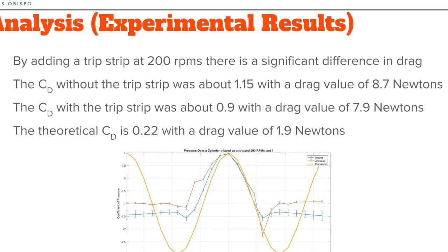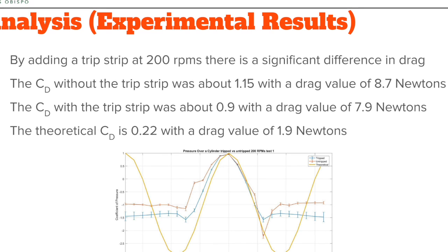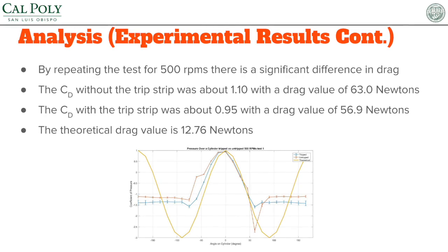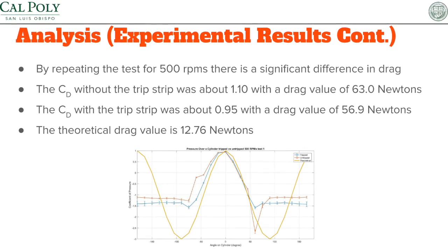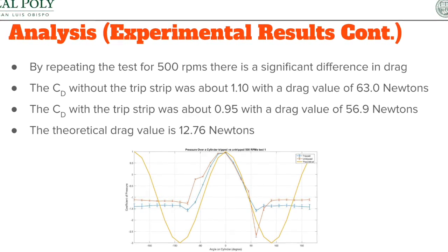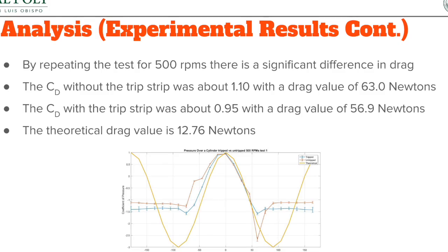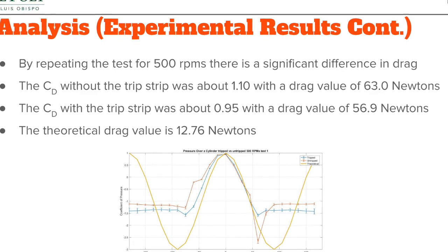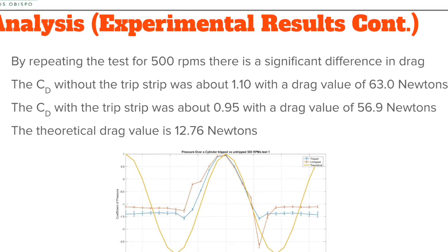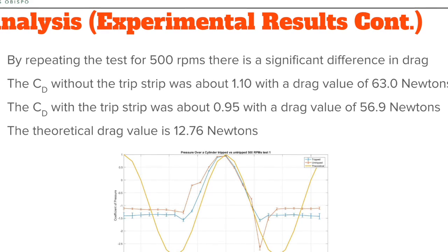This graph shows the pressure values with the trip strip and without the trip strip while being compared to the theoretical for 200 RPMs. We proceeded to repeat the test at 500 RPMs again with and without the trip strip. The results were similar to what we gathered from the testing at 200 RPMs. The coefficient of drag was reduced from 1.10 to 0.95 by adding the trip strip, therefore reducing the overall drag force from 63 to 57 newtons. By using the theoretical drag coefficient, the drag would be 12.76 newtons. This graph shows the pressure values with the trip strip, without, and the theoretical for 500 RPMs.